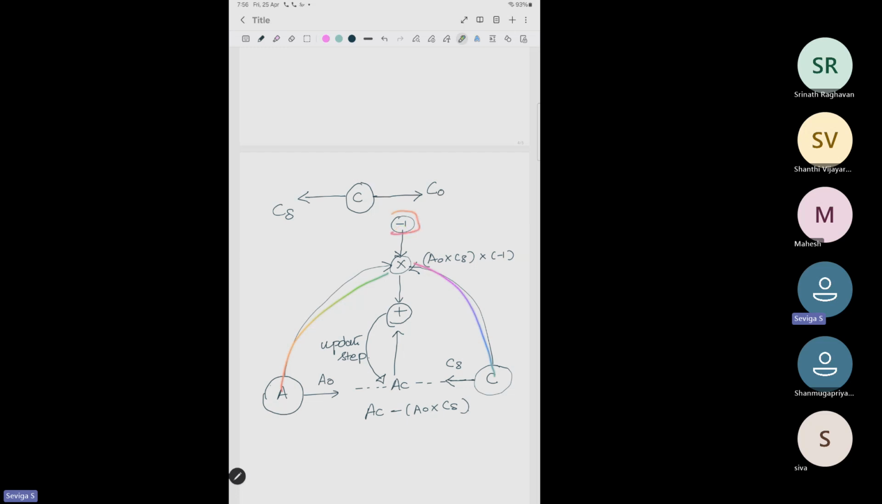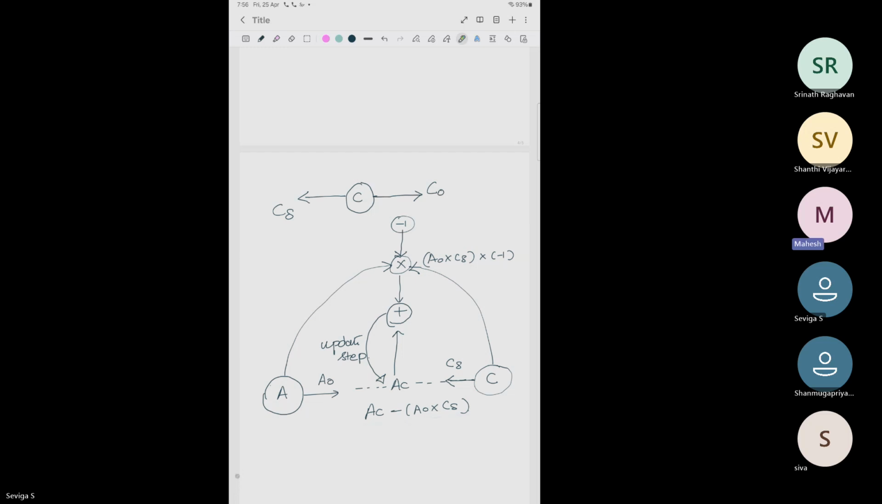I'm multiplying it by -1 because I want to reduce the error by 1. And then I have to subtract it from the existing weight. The existing weight is AC, which is connecting these two. So I'm subtracting from the existing weight and then updating the value. So the current value is AC minus A naught into C delta. Is it clear?